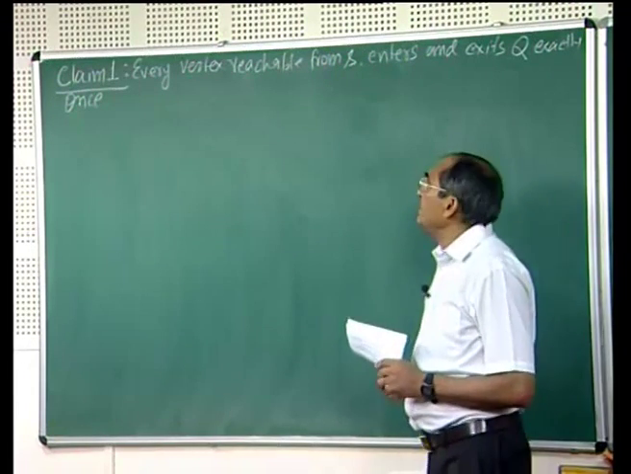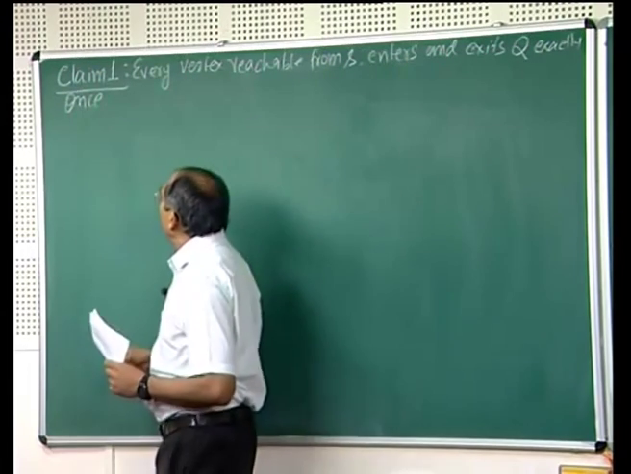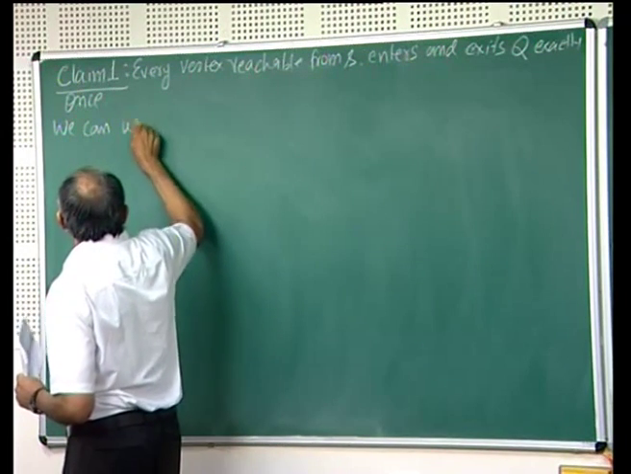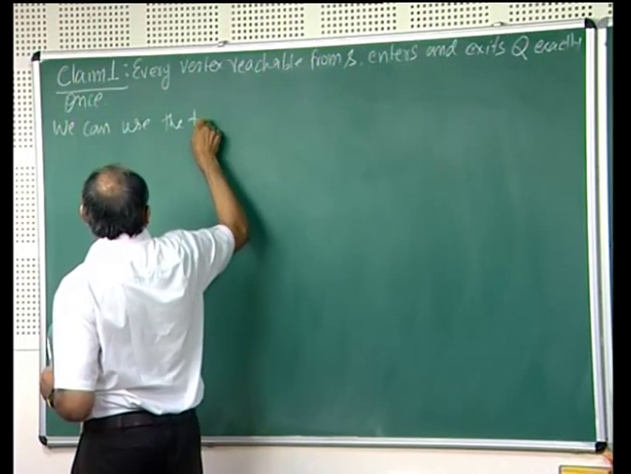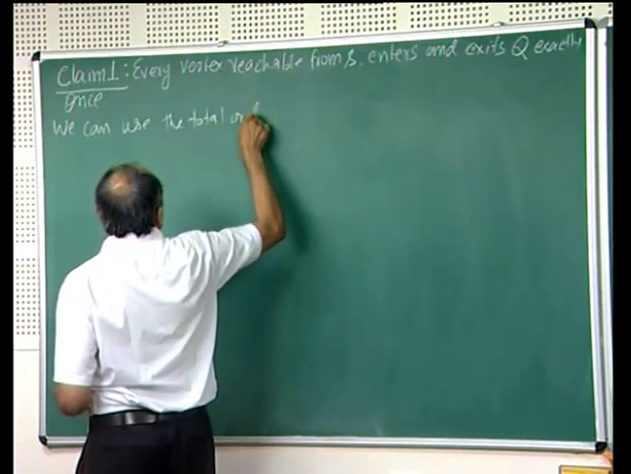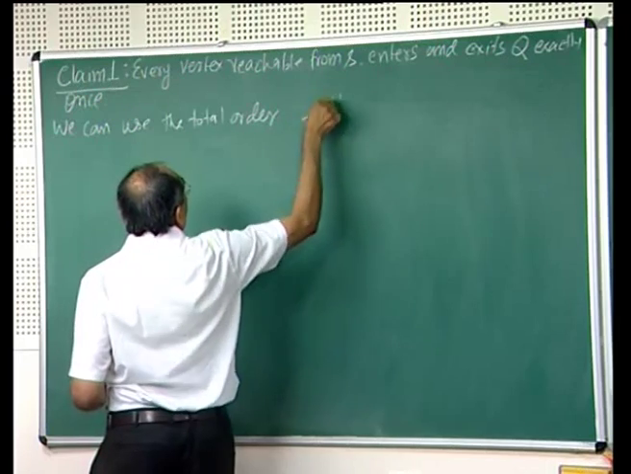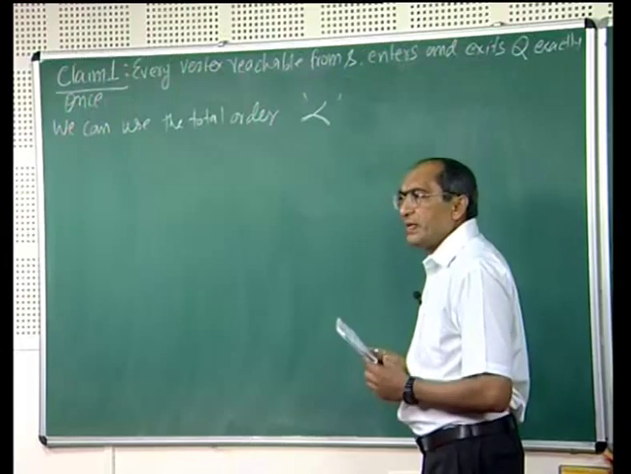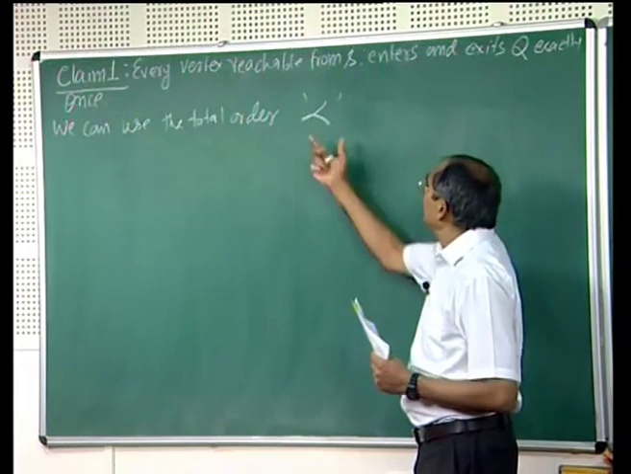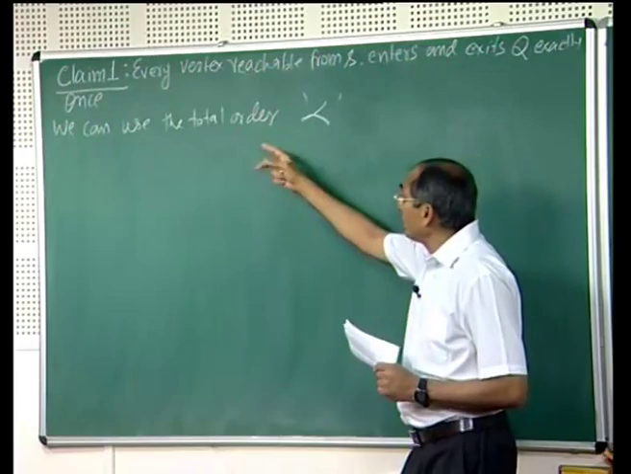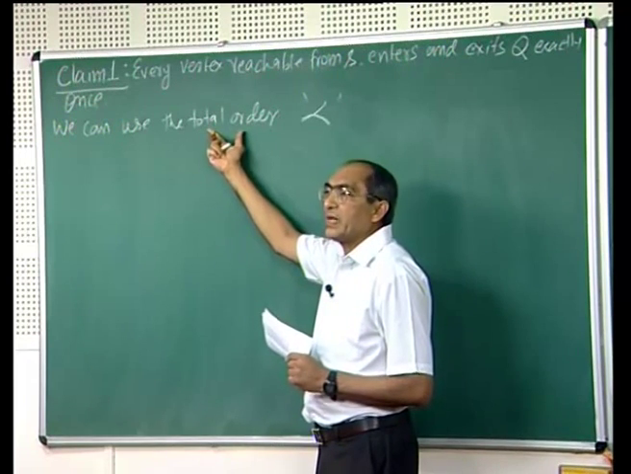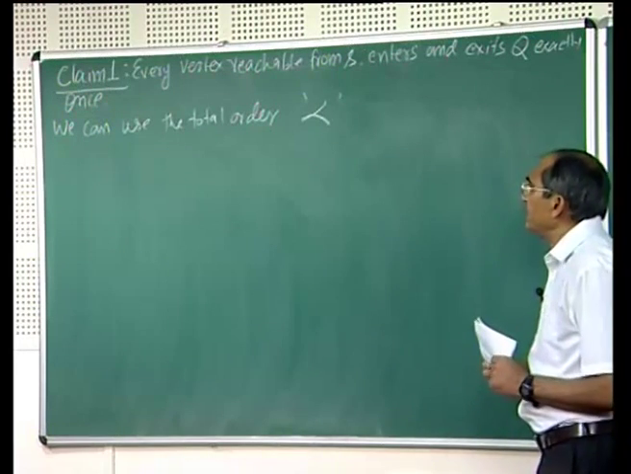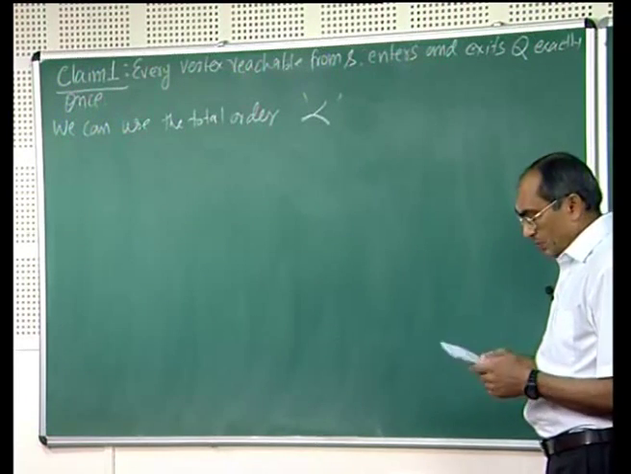So, I can still use that notation, okay. We can use the total order to indicate which vertex exited the queue first. This total order is only over all the vertices which are reachable from the vertex S. Those which are not reachable will never figure in this whole process.